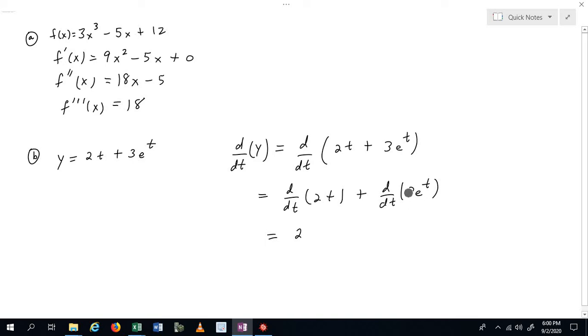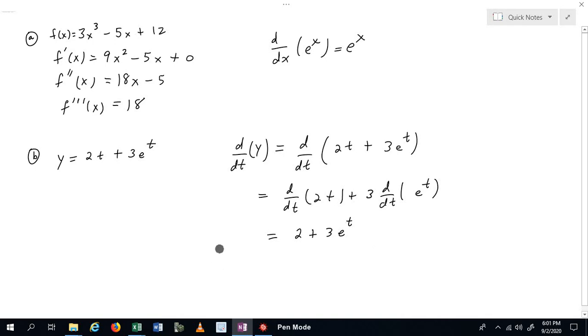Okay, and then the derivative of this, you can pull the 3 out. So you can pull constants outside the derivative operator. So let's pull that 3 out. And then the derivative of e to the t with respect to t is just e to the t. And we saw that in a previous video. You may remember the derivative of e to the x is simply e to the x. Okay, which means the derivative of e to the t with respect to t is still e to the t. Okay, so this is our first derivative of y with respect to t.